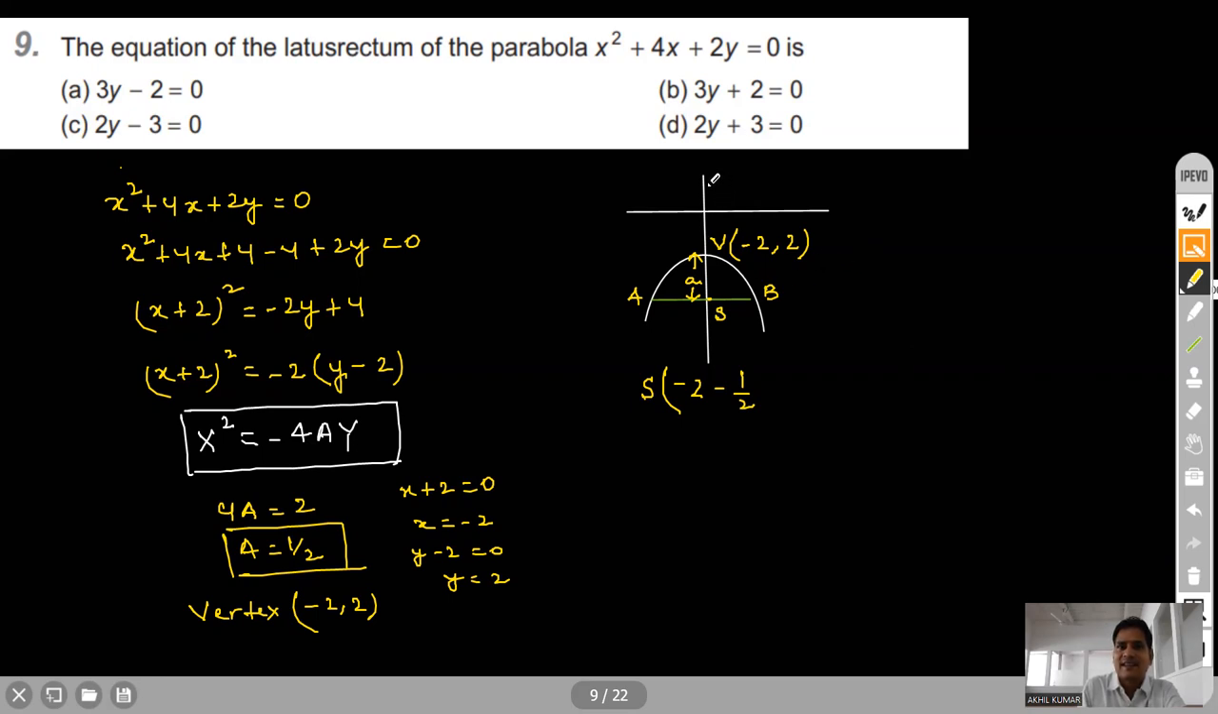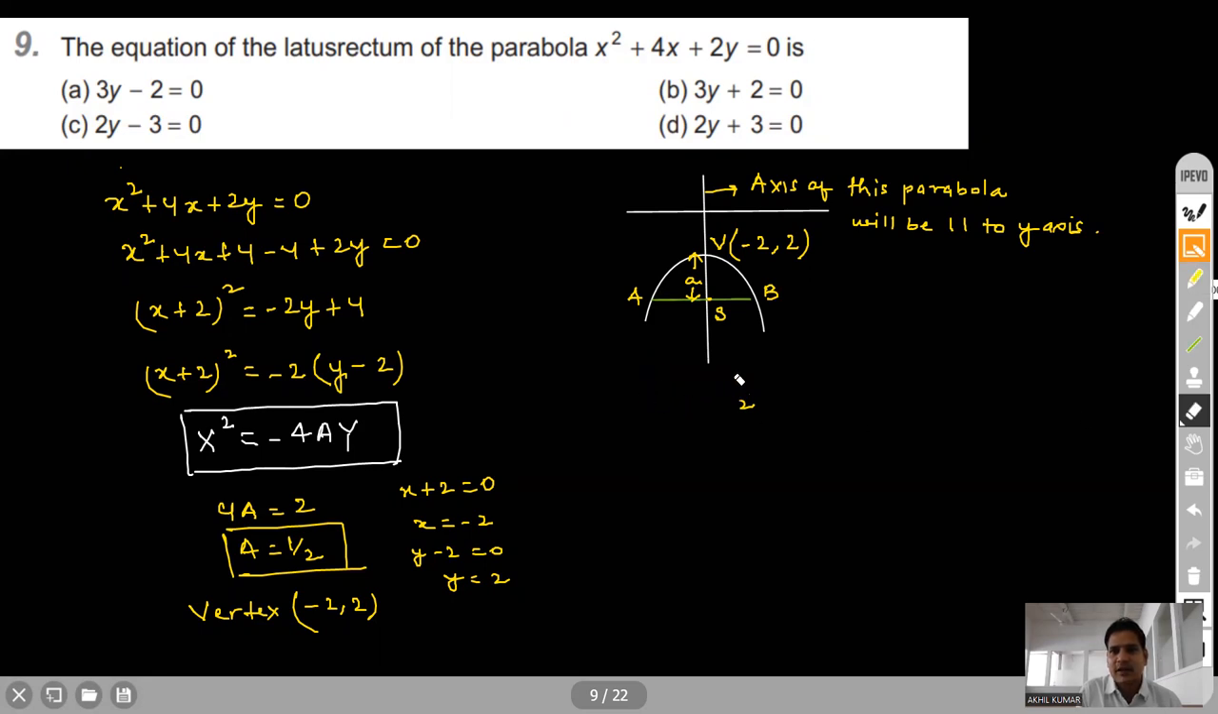The axis of this parabola will be parallel to the y-axis, right? So the x-coordinate of the focus will be the same as the x-coordinate of the vertex, that is nothing but minus 2. And what will be the y-coordinate of the focus? It will be reduced by this a. So our y-coordinate will be 2 minus half. 2 minus half is 3 by 2.